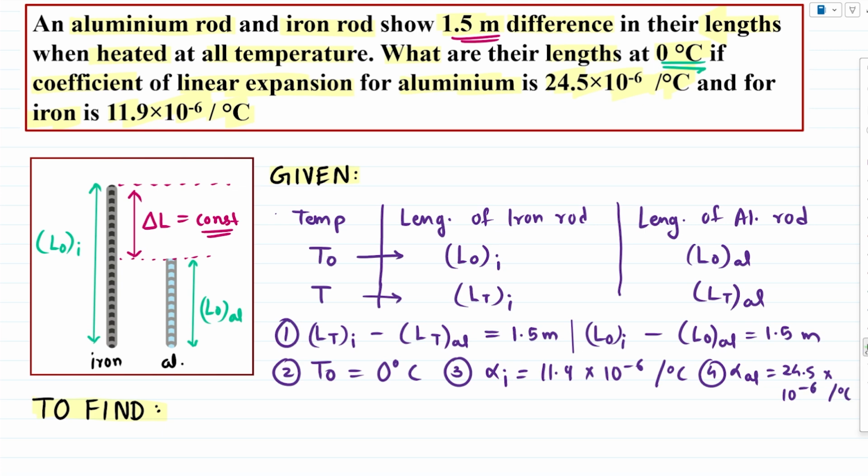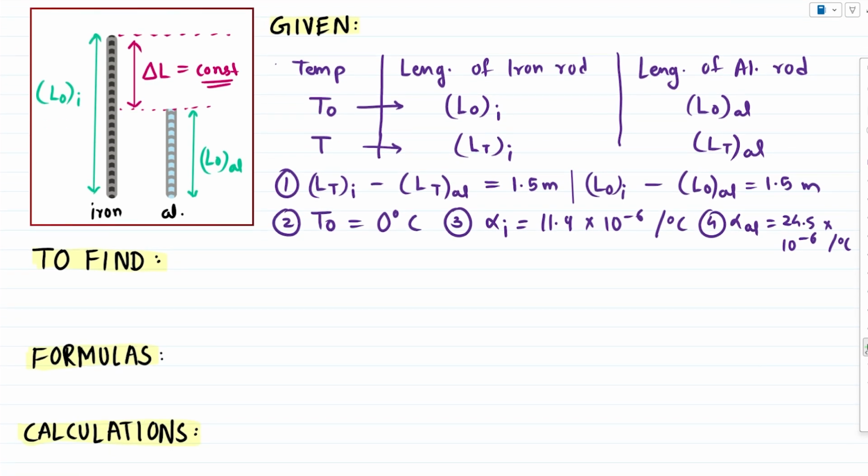So we have these four quantities. One is a statement or a condition, and then temperature, and then two coefficients of linear expansion. And using this, we are asked to find two quantities. The first quantity is the length of iron rod when the temperature is 0.